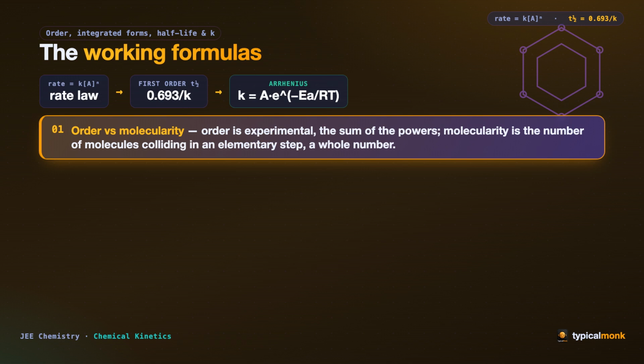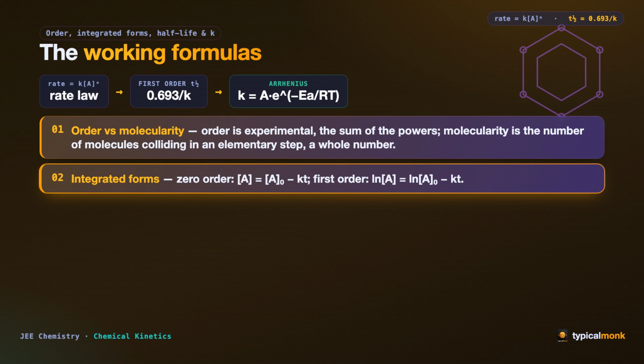Now the working formulas, the ones the exam turns into marks. The ribbon holds the anchors, the rate law, the first order half-life, and the Arrhenius equation. Order against molecularity. The order is experimental, the sum of the powers. The molecularity is the number of molecules colliding in an elementary step, and it is a whole number.